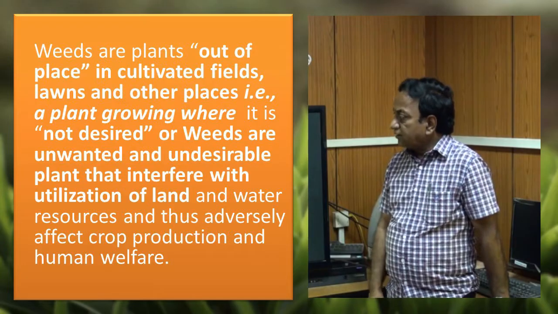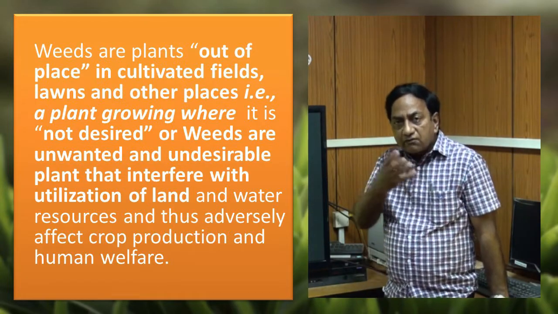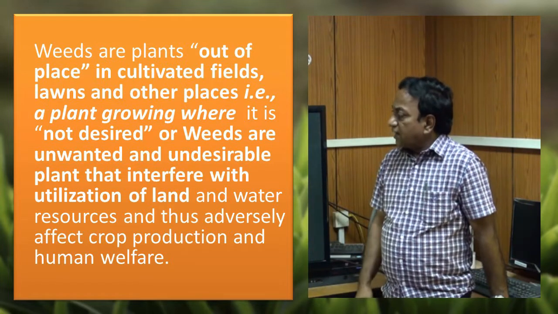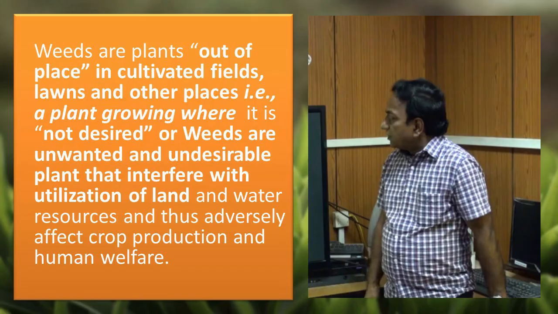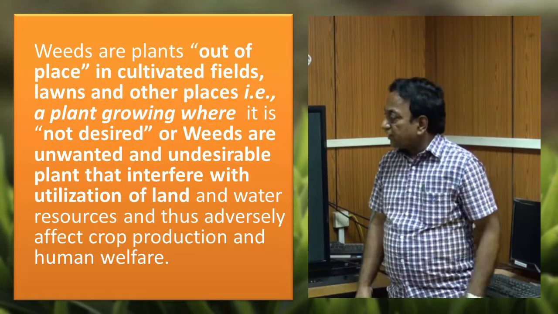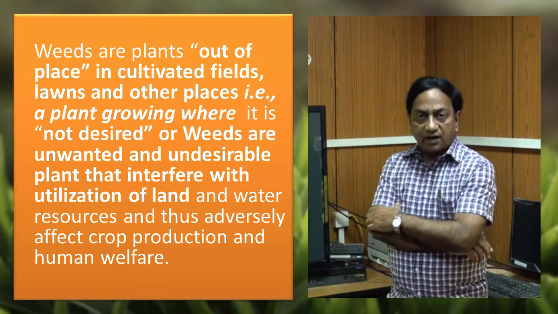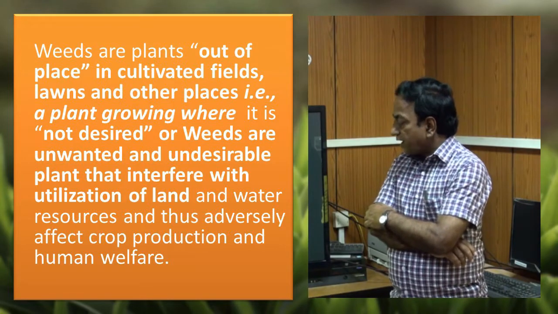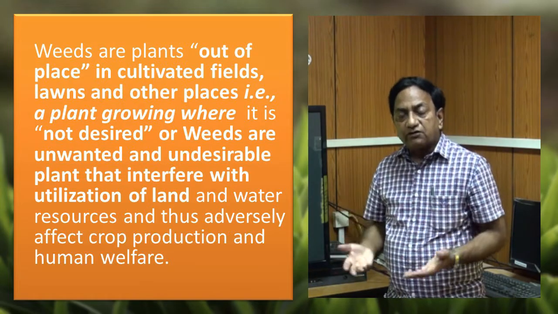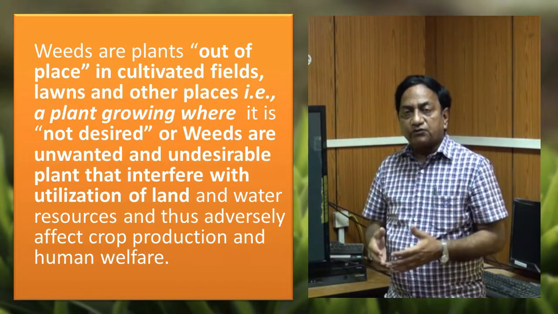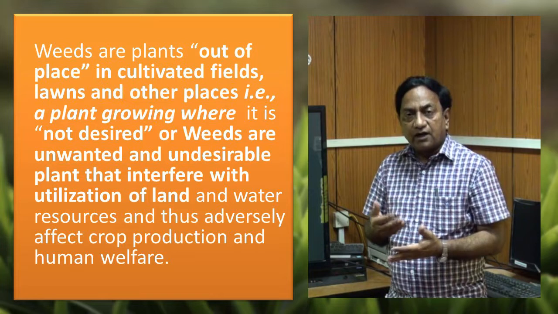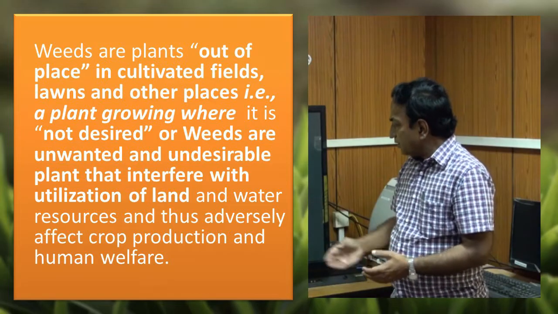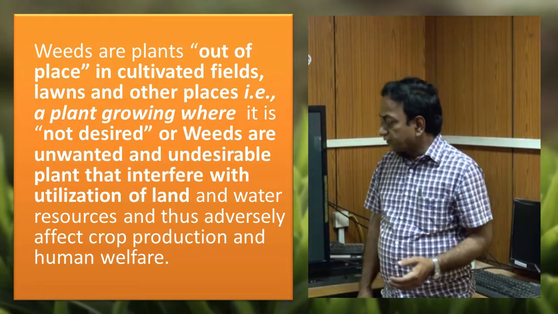Weeds have been defined in various ways, so I have clubbed all aspects of the harmful effects of weeds and combined them together. Weeds are plants out of place in cultivated fields, lawns and other places. That is, a plant growing where it is not desired, or unwanted and undesirable plants that interfere with utilization of land. Whenever we grow a crop, weeds automatically come into the field, and they compete for resources like nutrients, light and others. This way the crop productivity is reduced, adversely affecting crop production and human welfare.